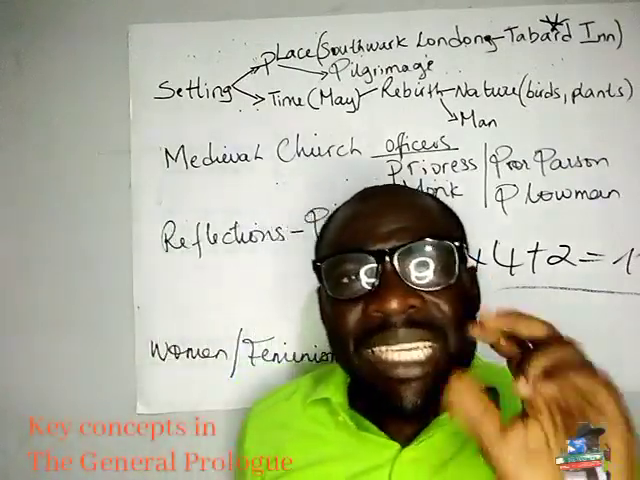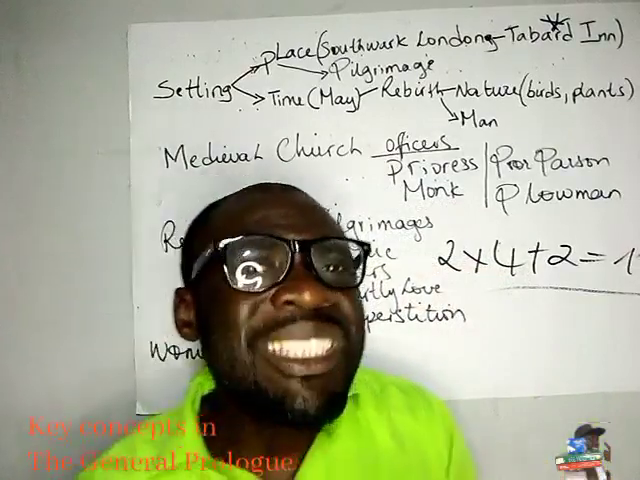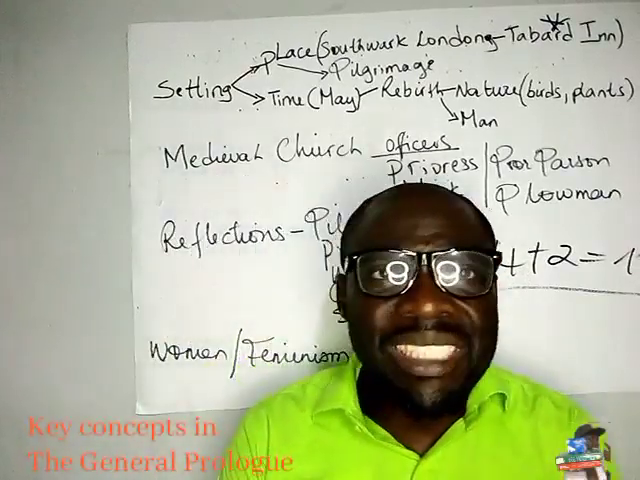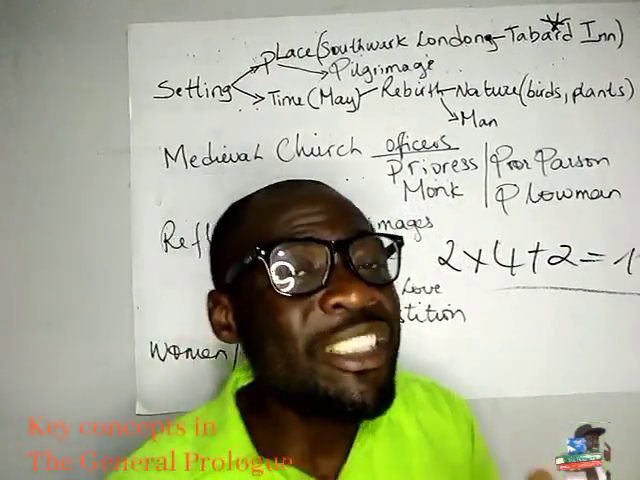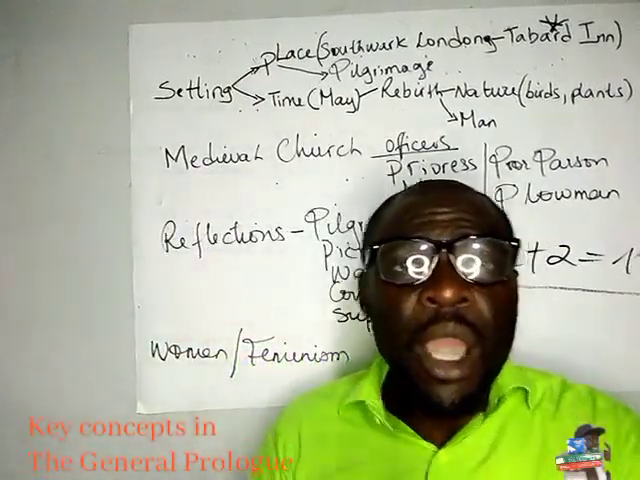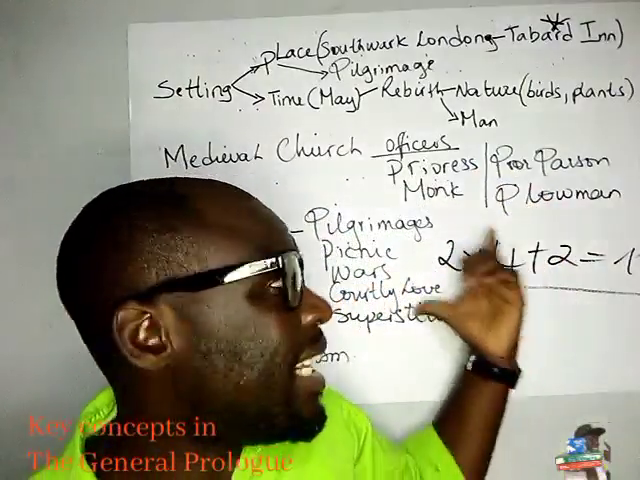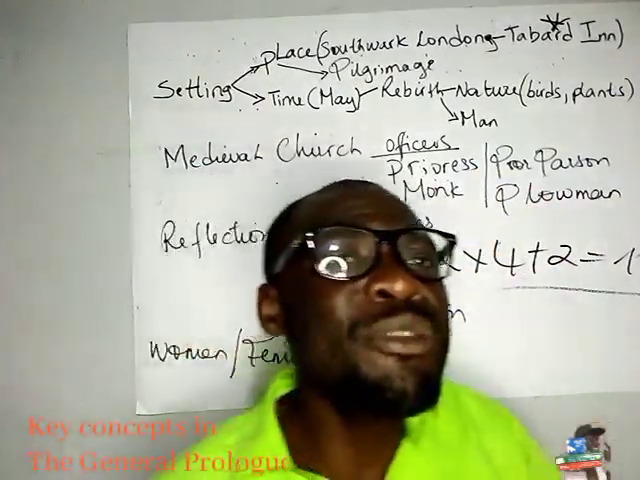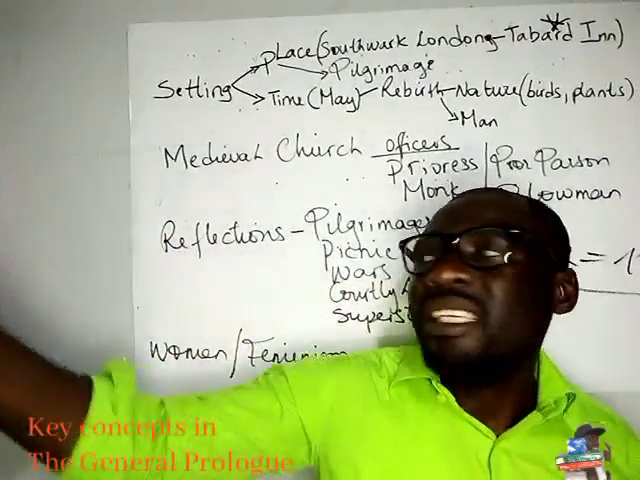So in her portrait, we see a lot of worldliness, a lot of religious hypocrisy, and a lot of misplaced charity. That is why we say Chaucer is an anti-feminist. All you need to do is to go back to her portrait and pick out all those items that I've just enumerated and use them to show how Geoffrey Chaucer criticized her, hence he condemns women.